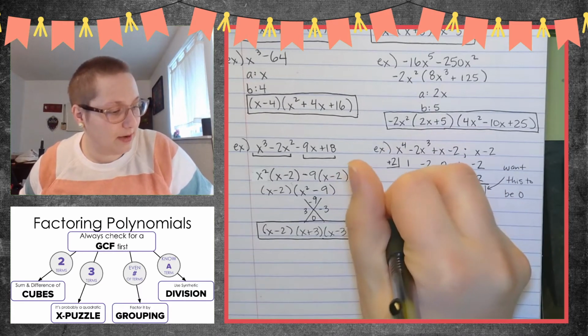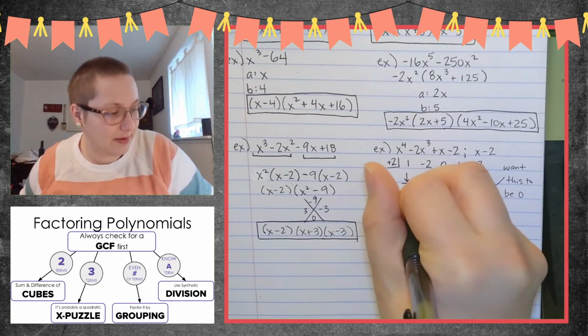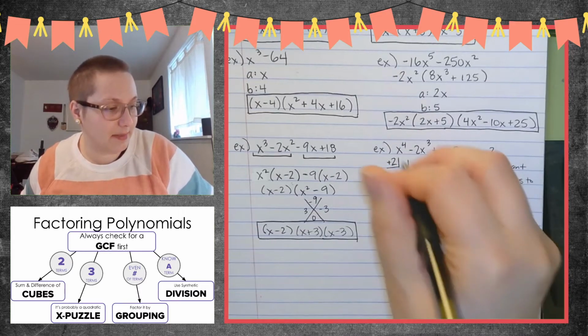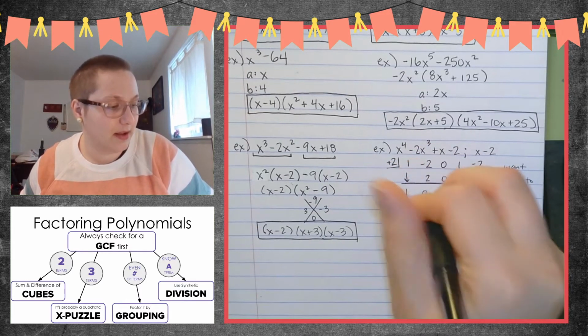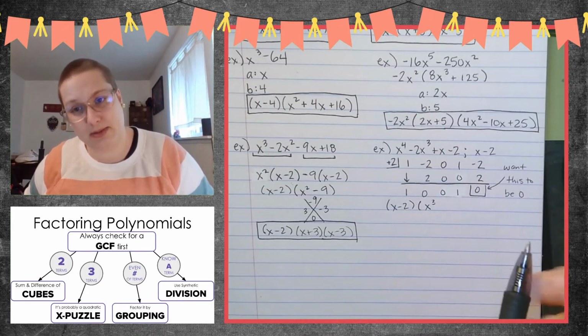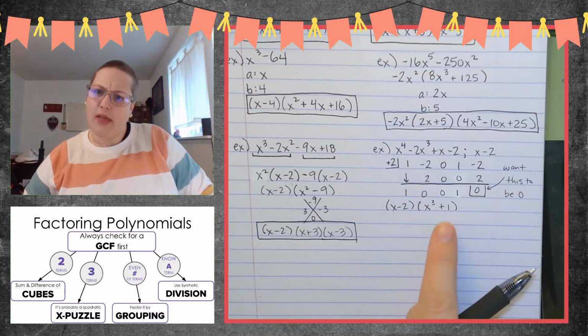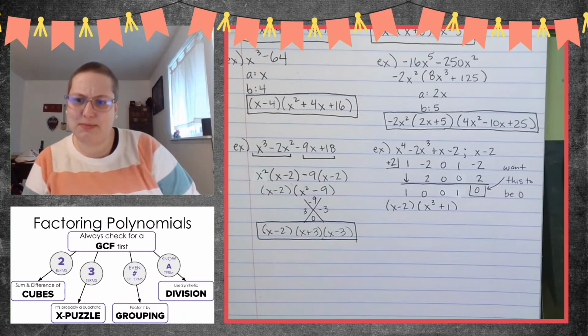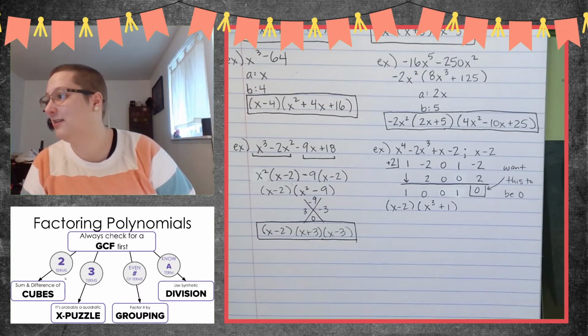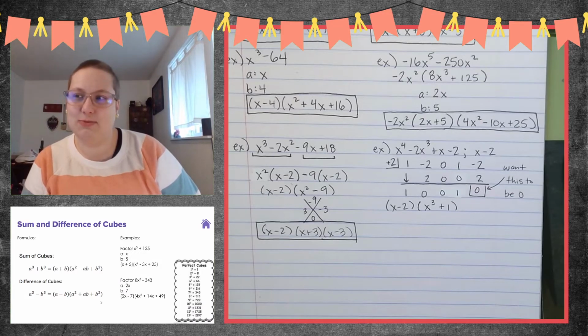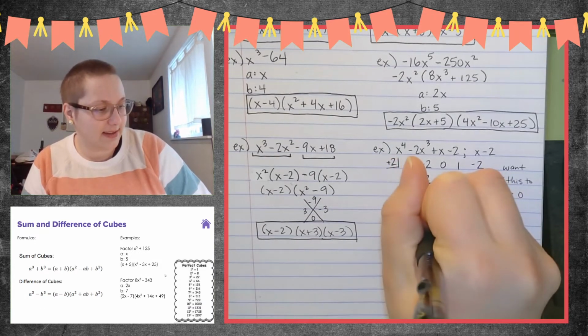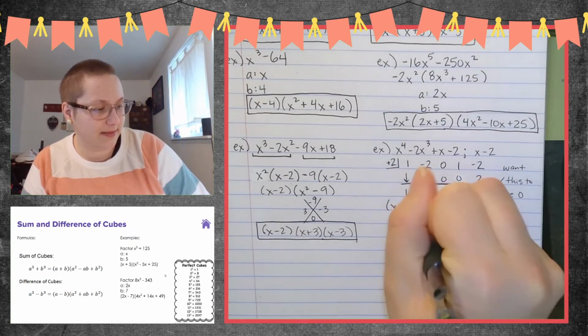Okay, so then one of my factors was x minus 2, like it said before. And then this is going to be x cubed plus 0x squared plus 0x plus 1. That looks like a sum and difference of cubes, by golly. I have a cubed, and is 1 something cubed? Yeah, 1 is 1 cubed. So then a is x, b is 1.